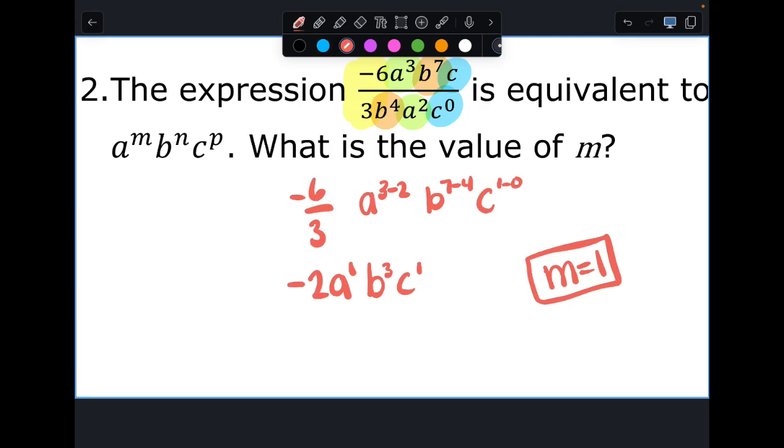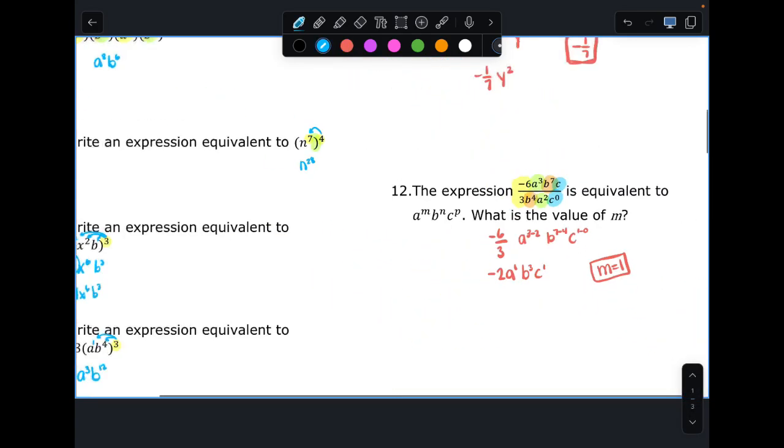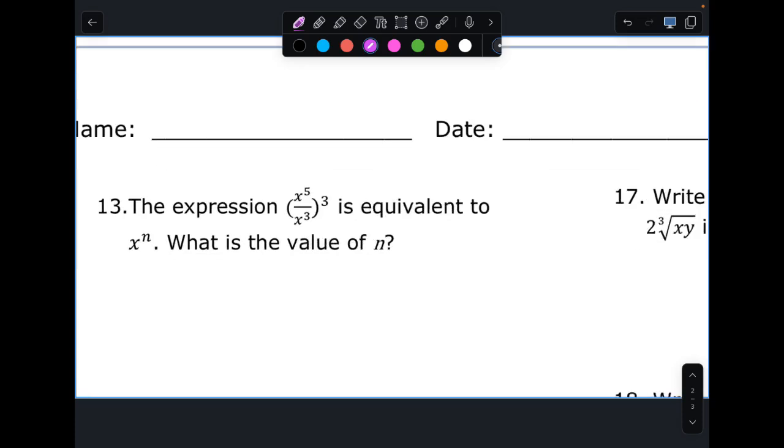Any questions on the front side? Flip it over to the back. All right.